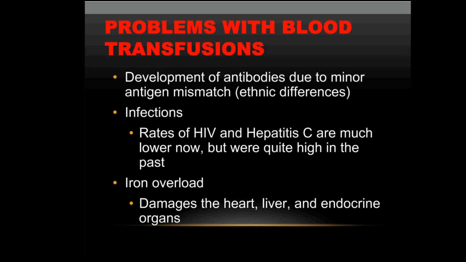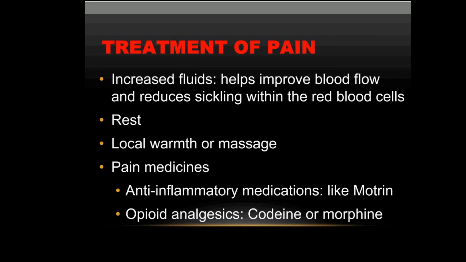The problem with transfusions is the patient tends to develop antibodies due to minor antigen mismatches. You can have infections, so the rates of HIV and hepatitis C are lower now, but they used to be quite high, and you can have iron overload. And iron overload, of course, damages the heart, the liver, and the endocrine organs. The treatment of pain, again, is increase of fluids, helping improve blood flow, reducing sickling within the red blood cells. You want patients to rest. You want to either put local warmth or massage, and work with the pain medications.